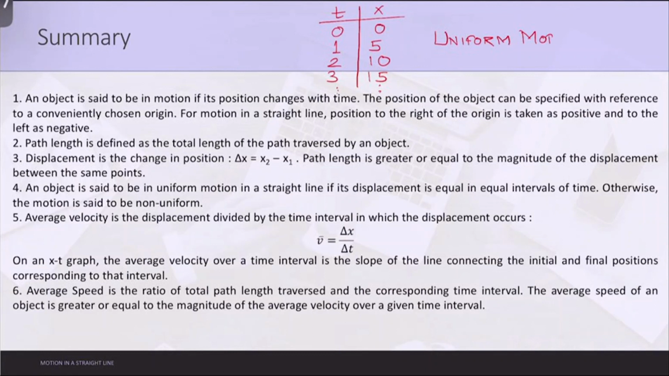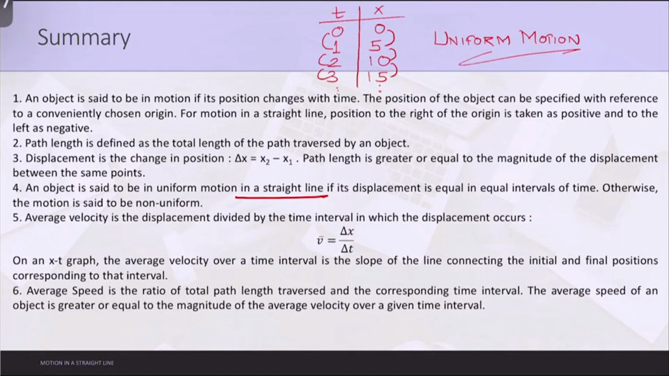So this is basically an example of uniform motion. An object is said to be in uniform motion in a straight line if the displacement is equal in equal intervals of time. As you can see, the displacement here is always the same under equal intervals of time. So I took the intervals of time also as equal. Otherwise, the motion is said to be non-uniform.